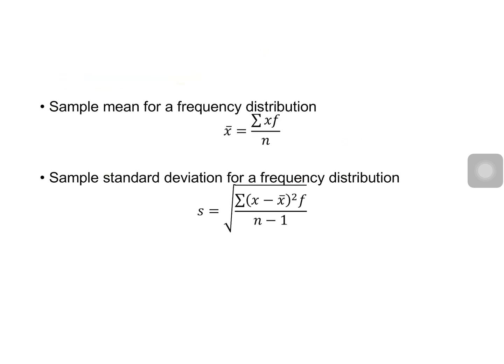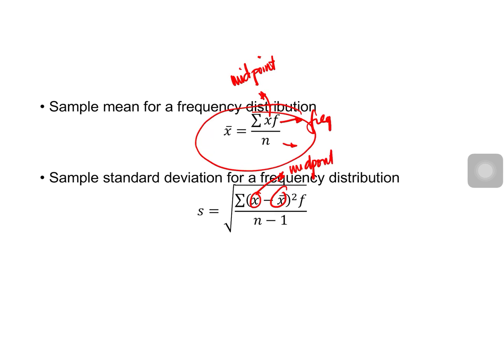For the sample mean of a frequency distribution, we use this formula. Here we have our midpoint, this is our frequency, and of course this is our n. Then for the standard deviation, we have the summation of x minus x bar squared times f over n minus 1, where x is our midpoint, x bar is our mean, and f is our frequency. Or you can make use of your calculator technique again.